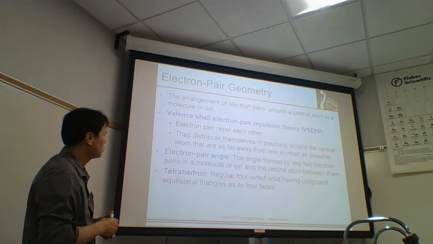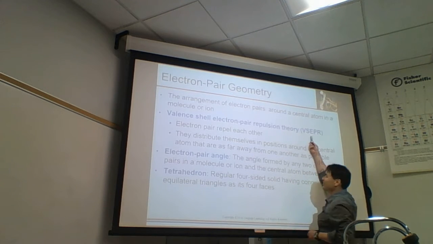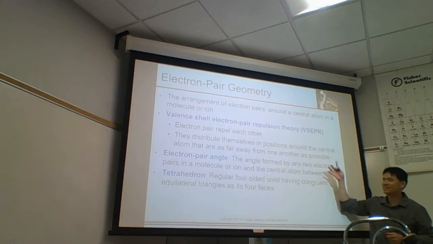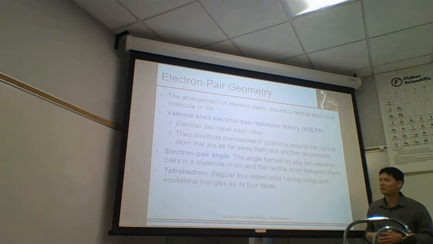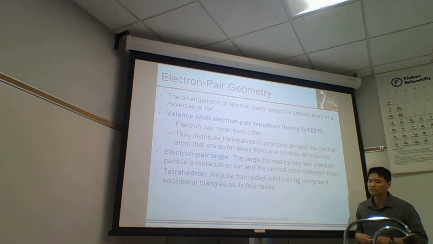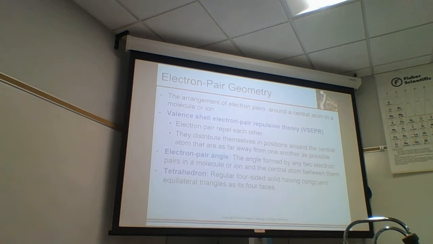So valence shell electron pair repulsion theory, or VSEPR. This is very common. Chemists, if you say VSEPR, they'll know what you're talking about. And all this says is that the shape of the molecule is dictated by electron-electron repulsions. Groups of electrons repel each other, and the shapes will be dictated by those repulsions.